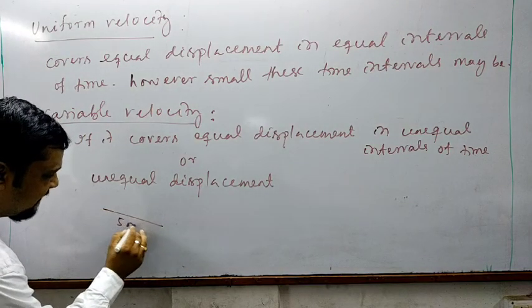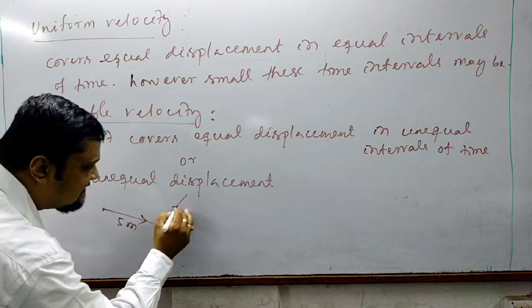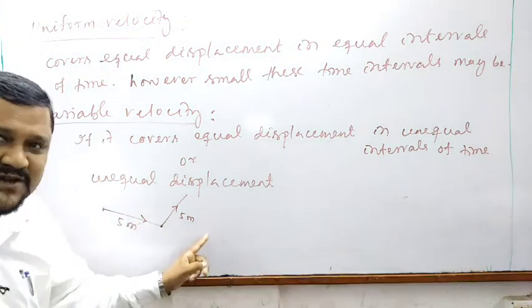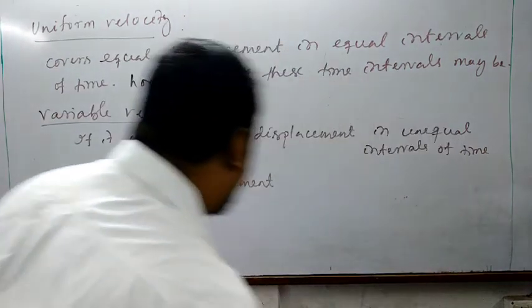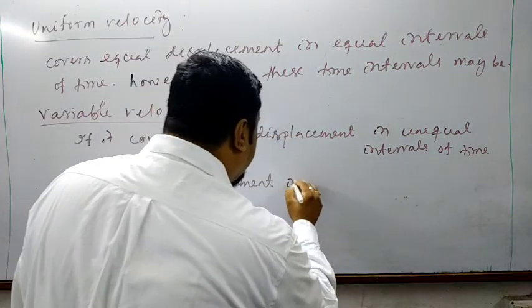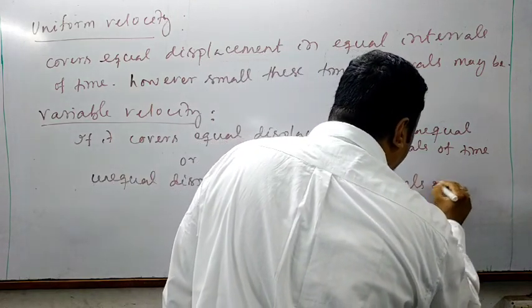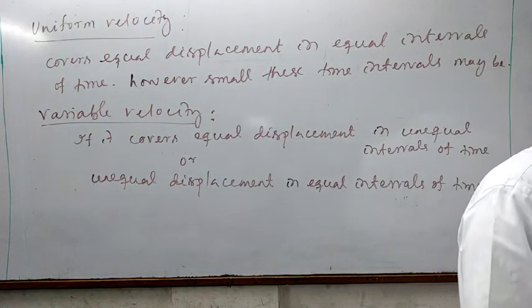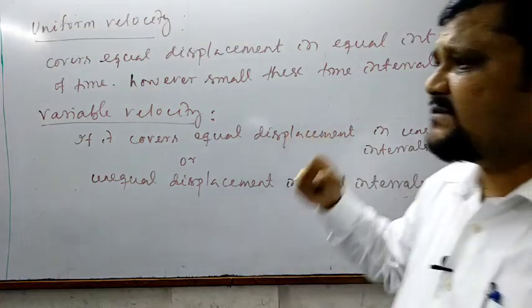Suppose this is 5 meters from here to this point. This is one displacement. But if the body is moving like this for 5 meters, then in both cases the displacement is different. The magnitude is the same, the distance covered is the same, but the direction is different. So unequal displacement covers two parts. Try to understand these things. So unequal displacement in equal intervals of time is called variable velocity. Then the body is in variable velocity.